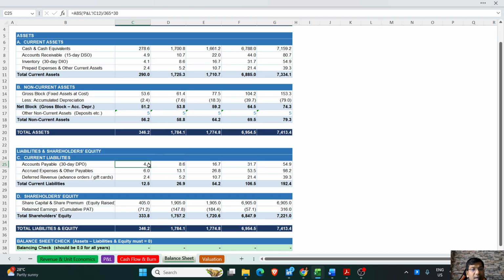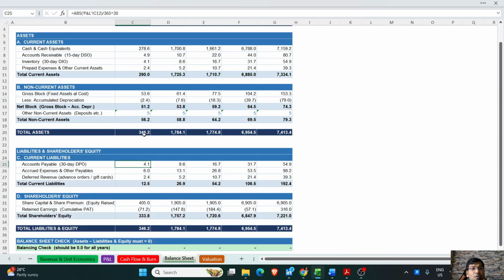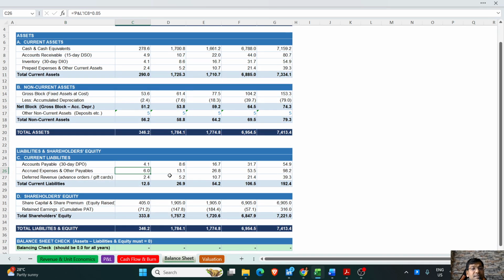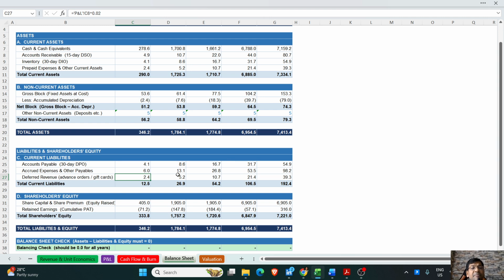Now similarly in the accounts payable, I will say that it is 30 days of my P&L C12. P&L C12 is my cost of goods sold. So I am making it 30 by 365 into the cost of goods sold. Similarly, my accrued expenses, I am saying that is just 5% of my P&L C8. So P&L C8 is net revenue. So I am just assuming that this will be 5% of my net revenue. And then I have my deferred revenue, again assuming that 2% of my total C8, which is my net revenue, will be my deferred revenue. I have received money in advance. So this becomes my total current liabilities.